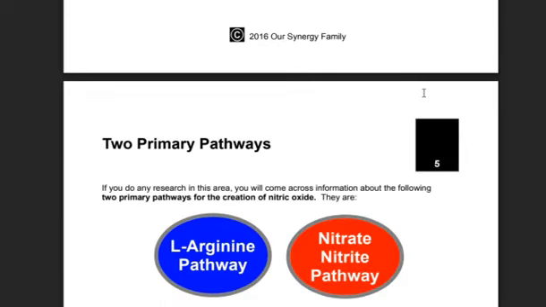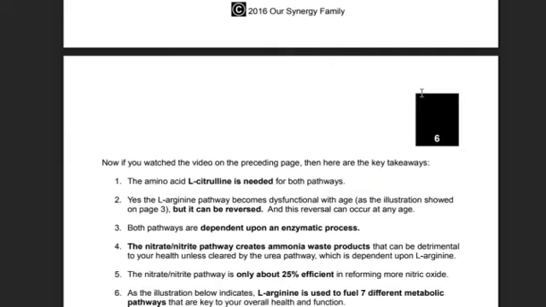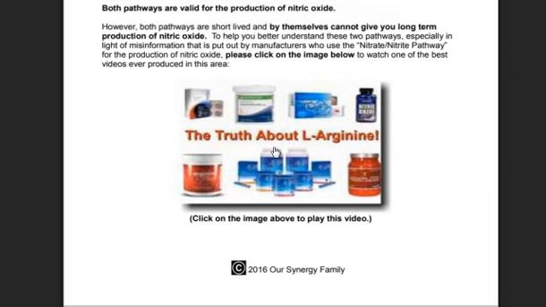As we go down through this, we also talk about the 2 primary pathways, the L-arginine pathway, which is what Pro-arginine Plus goes down through, and then the nitrate-nitrite pathway, which some other products go down through. And we help people understand why L-arginine is so important to their cardiovascular health through our video, The Truth About L-arginine. If you are in an area that you're connected to the internet, you can click on that image, and that video will actually play right in the PDF.